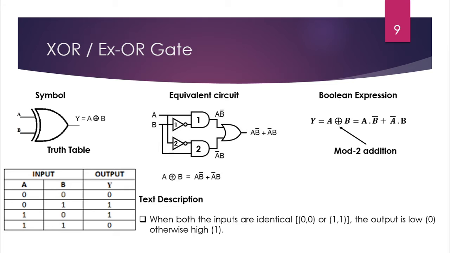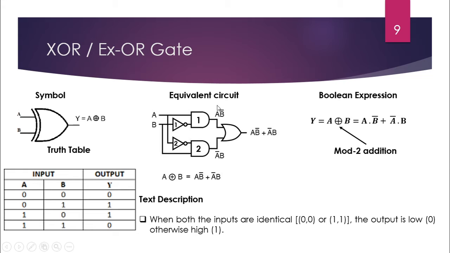The next gate is XOR gate or exclusive OR gate. Here is the symbol for exclusive OR gate. A and B are the two inputs for XOR gate and Y is the output of XOR gate, and Boolean expression for XOR gate is Y equals to A mod B, that is equals to A B complement plus A complement B. This symbol is called mod 2 addition.